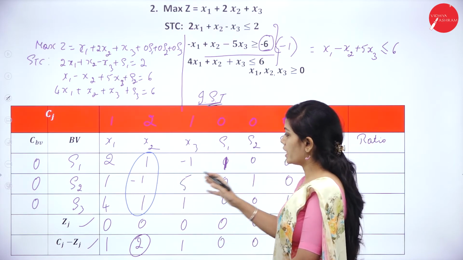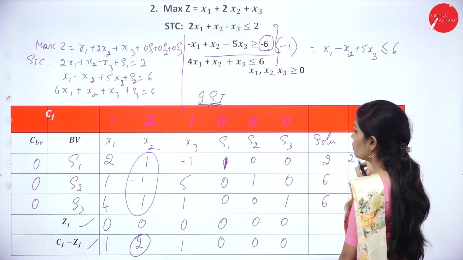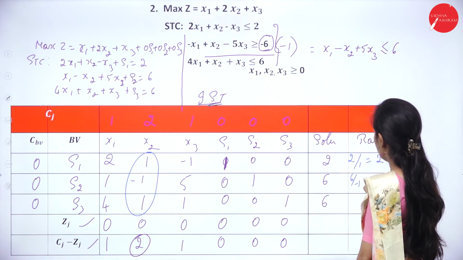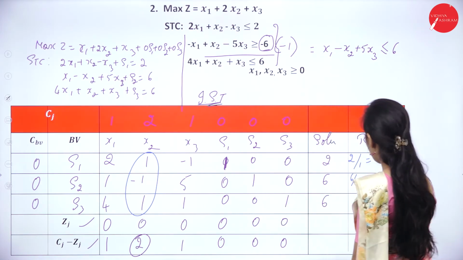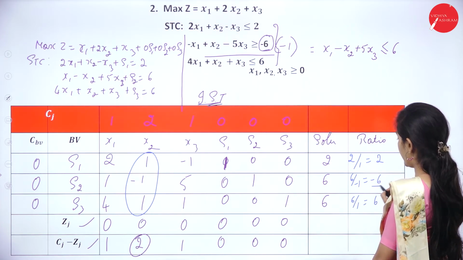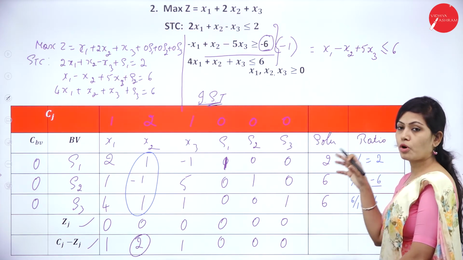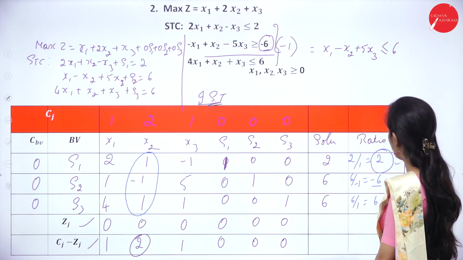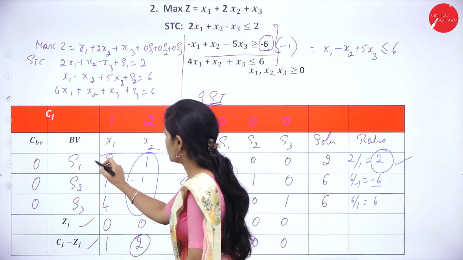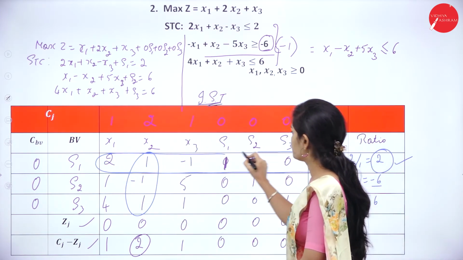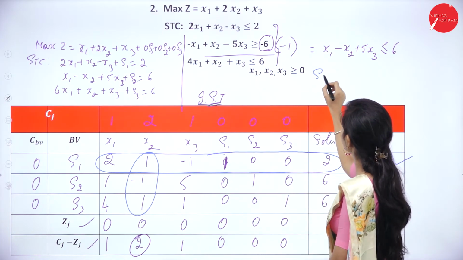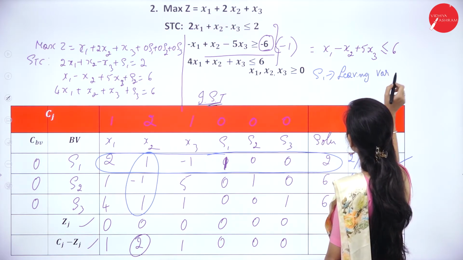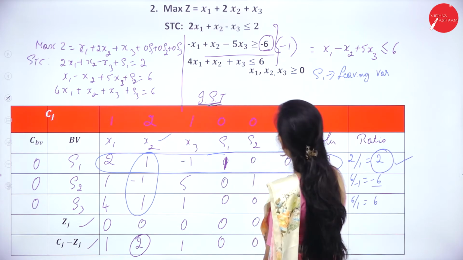Using this key column, you can find the ratio. So 2 by 1, solution is 2, 2 by 1 is 2. And 6 by minus 1 is equal to minus 6. And 6 by 1 is equal to 6. So here we have a negative value. You have to select the least positive value in the ratio for selecting the key row. So the least positive value is 2. I will select this as my key row. So s1 is my leaving variable, and the entering variable is x2.